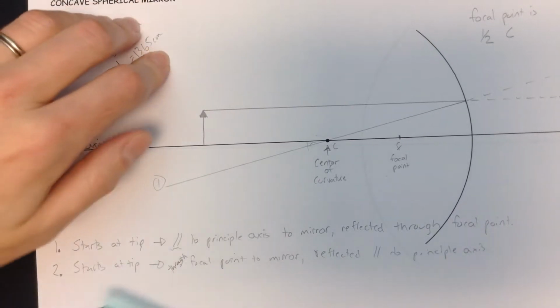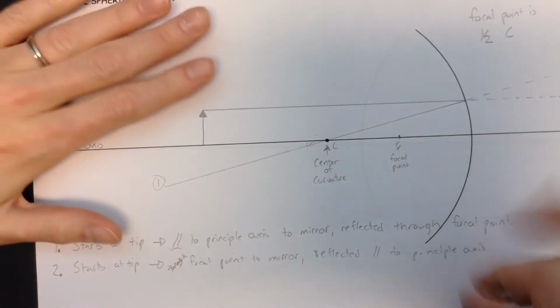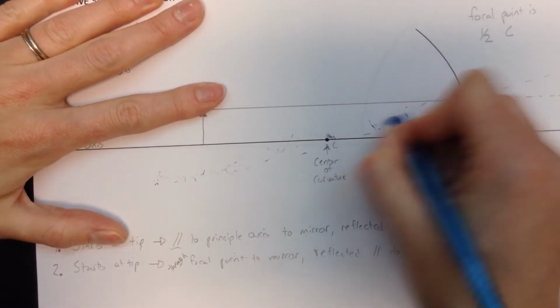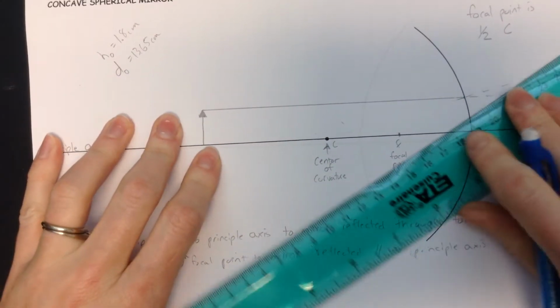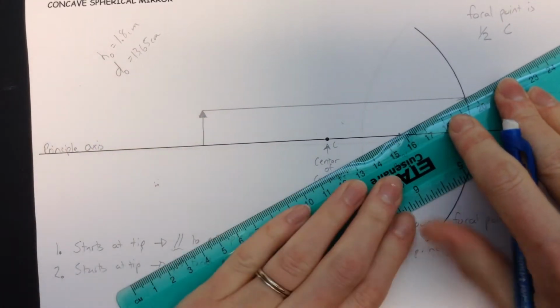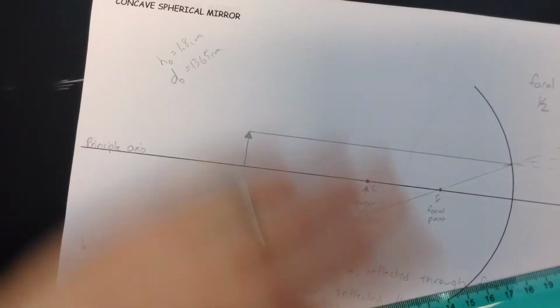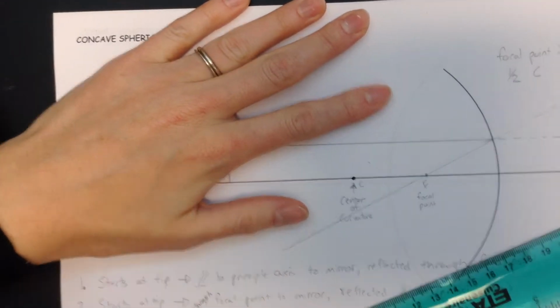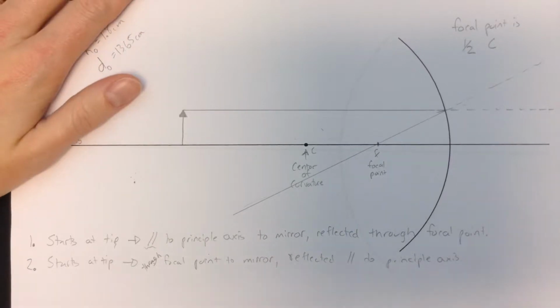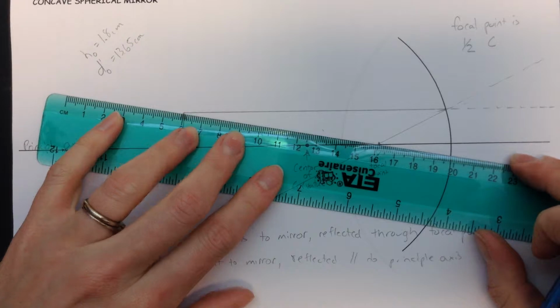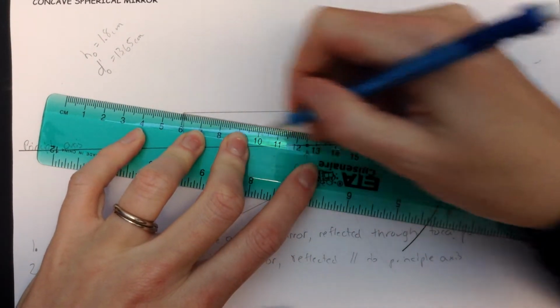Okay, so this time, oh gosh, do you see what I did? I drew it through the center of curvature. Let me fix that real fast. Okay, wrong line. Right line. It's got to go through the focal point. My bad. Okay, and that's wrong too. Good thing I used a pencil. You should use a pencil too. All right, so this next one is going to go through the focal point. There we go. That's right.